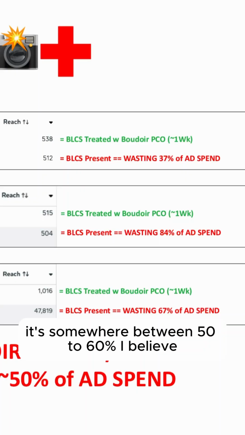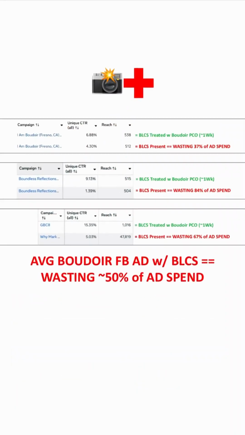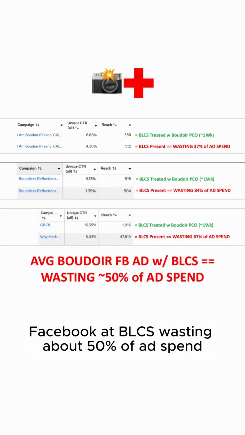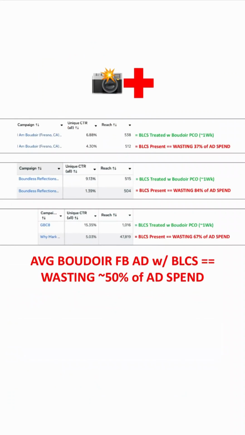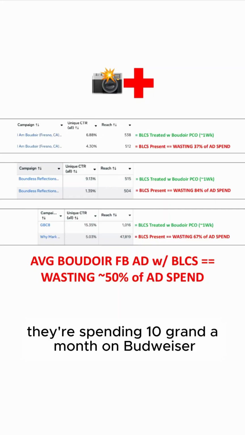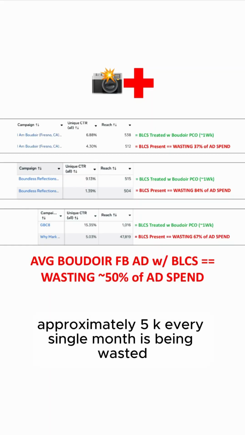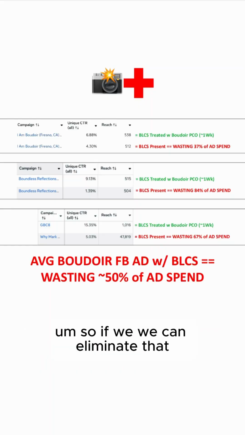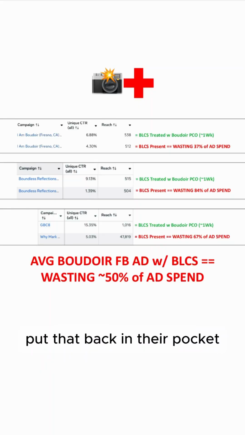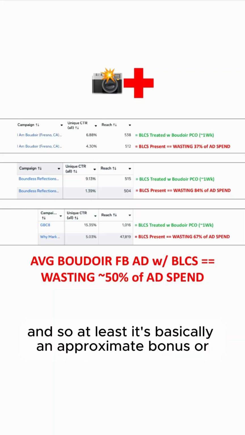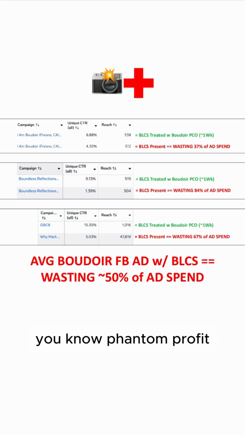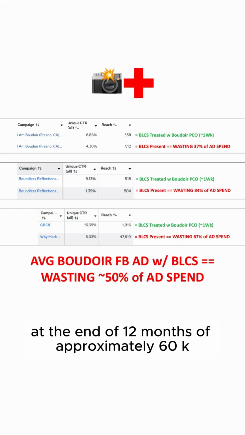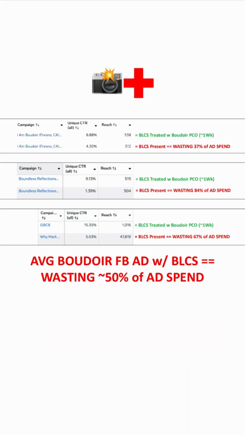Just take the average of those. It's somewhere between 50 to 60%, I believe. So there's about a Facebook ad with BLCS wasting about 50% of ad spend. And so they're spending 10 grand a month on boudoir Facebook ads. Approximately 5K every single month is being wasted, literally every single month. So if we can eliminate that and put that back in their pocket, it's basically an approximate bonus or phantom profit at the end of 12 months of approximately 60K a year.